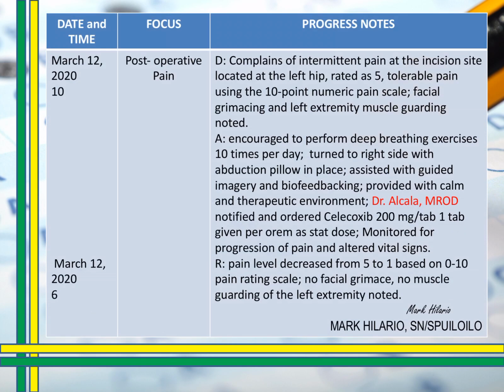Then lastly, you have to end your action section with a statement like: monitored for progression of pain and altered vital signs. Since we are focusing our problem on post-operative pain, we have to monitor for progression of pain and altered vital signs. That is a very good statement when we end our action section. For example, if your patient has a problem with cough, you could write as your last statement in your action section: monitored for progression of respiratory distress or deterioration of patient's respiratory function. Make sure to write that one referring to the problem that you have presented, which is cough. Then after that you have to end your statement with a period.